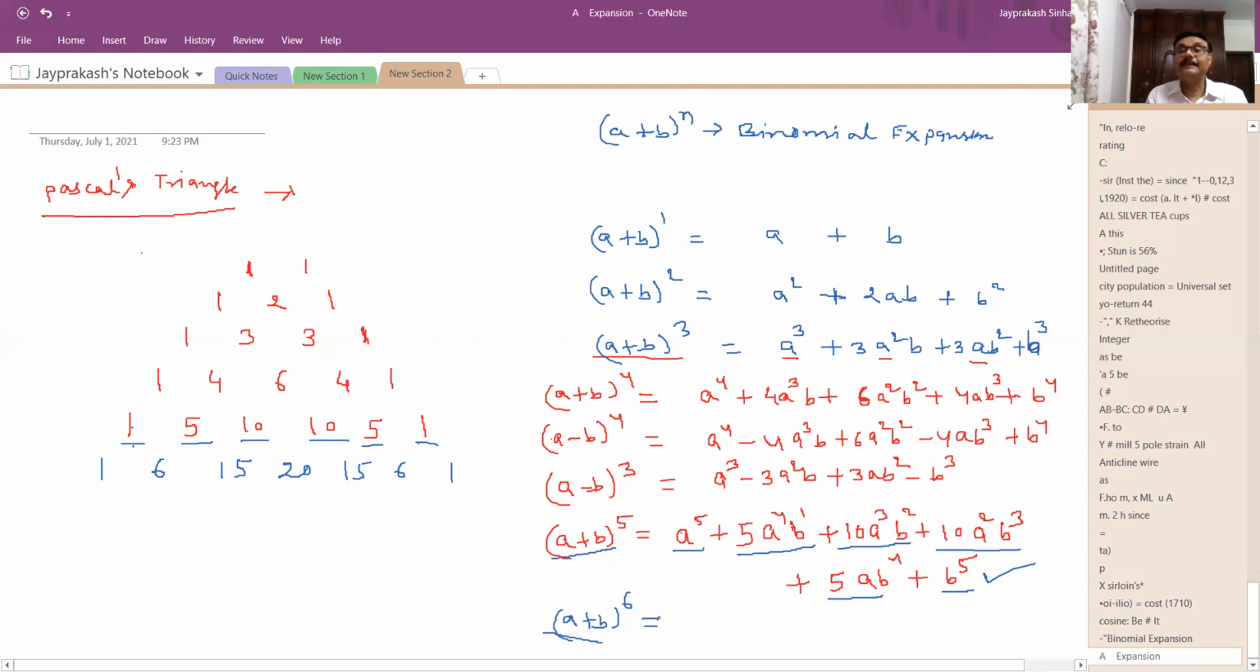Okay, getting it? So today we have learned a very good method to find the binomial expansion of any power of a binomial, means (a plus b) to the power n.